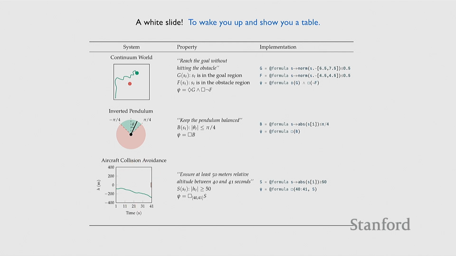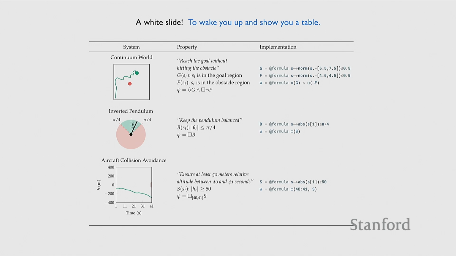And then finally, for the aircraft collision avoidance problem, this one's a little more interesting because we get to use our temporal specification, a time interval. If you remember, we assume that we have some time until the aircraft are going to collide. Specifically, we have 40 to 41 seconds before they might collide. By they might collide, we mean they've lost all of their horizontal separation. At that point, we want to make sure that they have sufficient vertical separation such that they didn't collide when they got to that point.